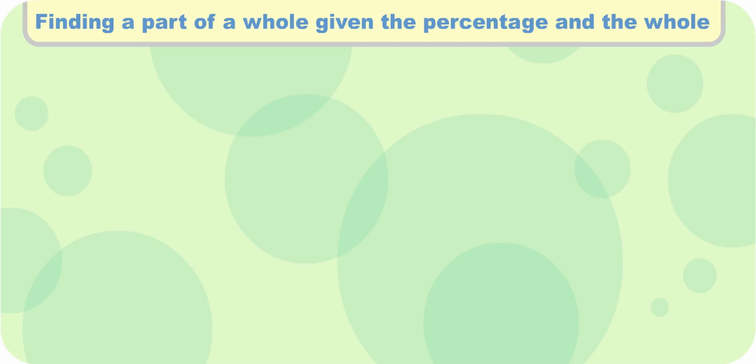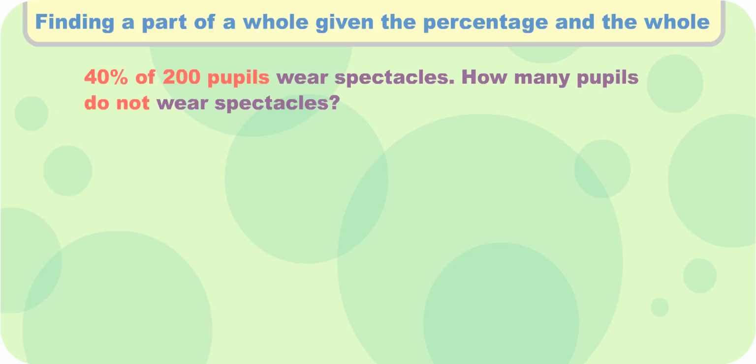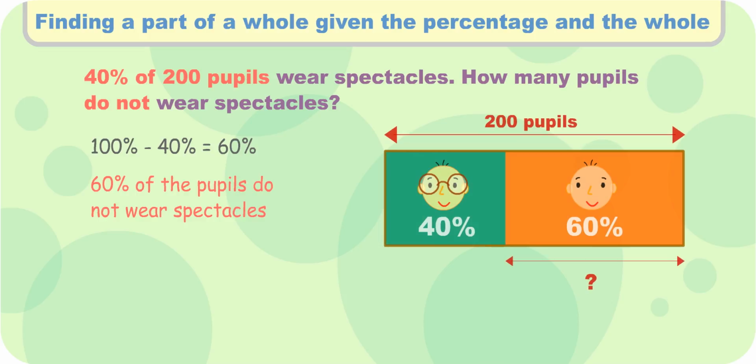Here is a problem which is slightly different. 40% of 200 pupils wear spectacles. How many pupils do not wear spectacles? First, we find out what percentage represents the group of pupils who do not wear spectacles. 100% minus 40% is equals to 60%. 60% of the pupils do not wear spectacles.